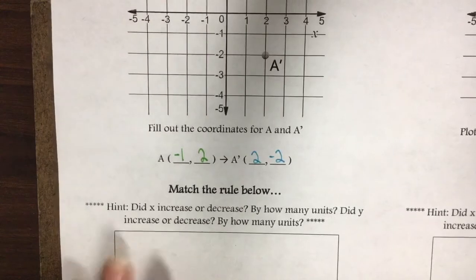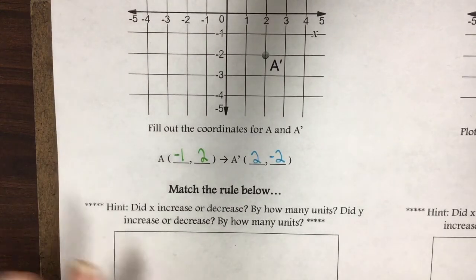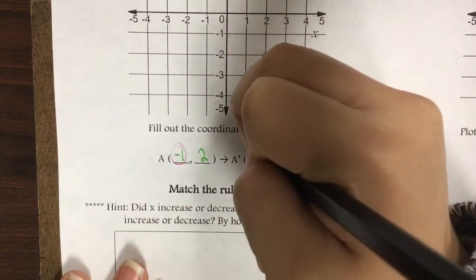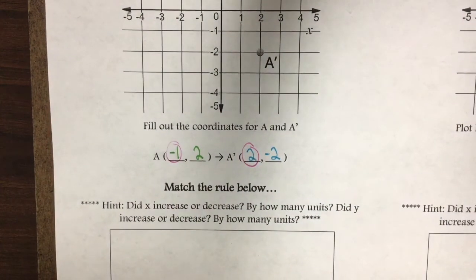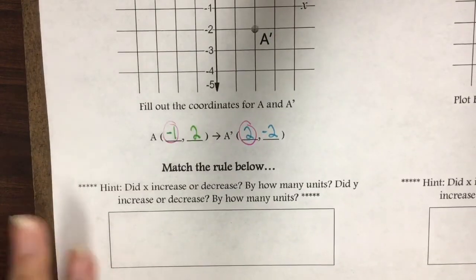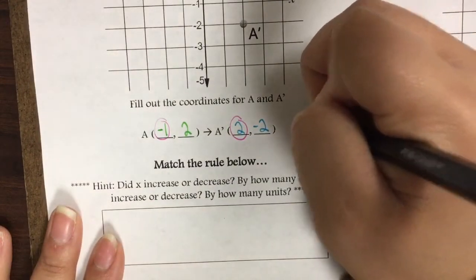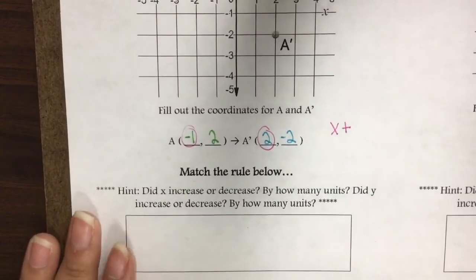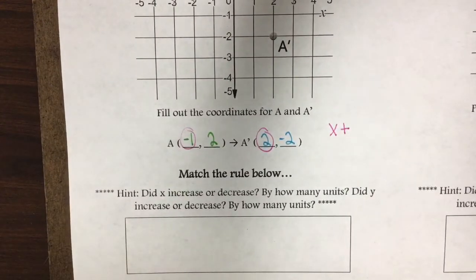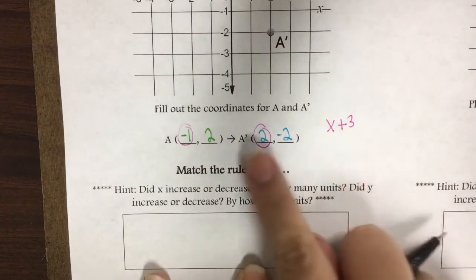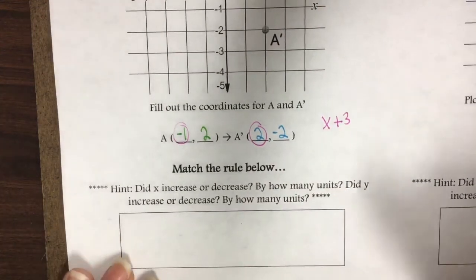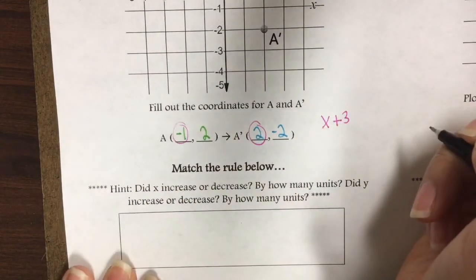So let's go ahead and look at just the x's first. Looking at the x's, I have negative 1, and then it translated and changed to 2. So that's definitely an increase. So I automatically know that x was increased, so I added to x. Well, how many did we add to x? If I go from negative 1 to 2, I needed to add 3, because negative 1 plus 3 gives me 2. So we have x plus 3 was how it changed.